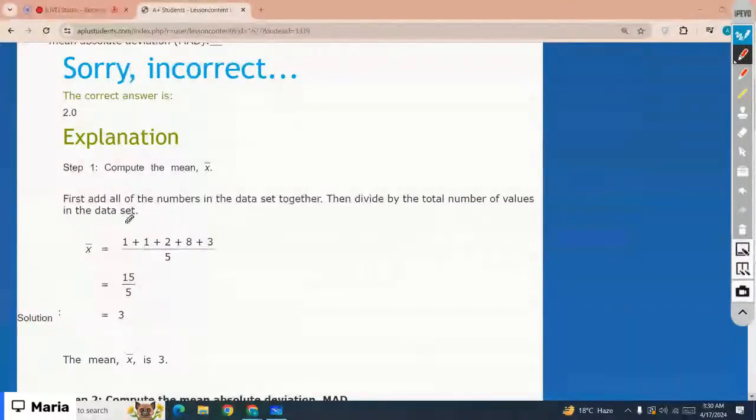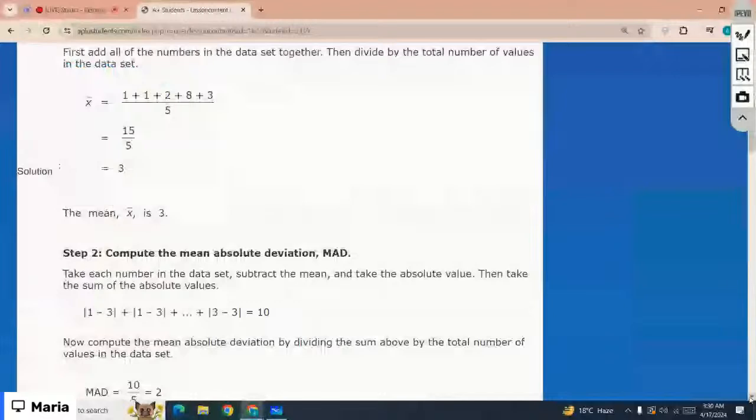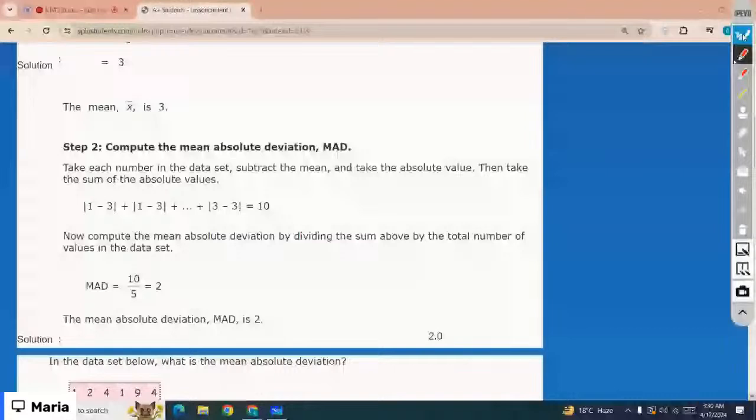Now you have to calculate the mean absolute deviation. The second thing you have to do is subtract all these given numbers from the mean and calculate their absolute values, right? Absolute value means no negative values are allowed. All the differences must be positive. You have to add all the values and divide by 5. That would be the mean absolute deviation. Let's just start with the practice questions.